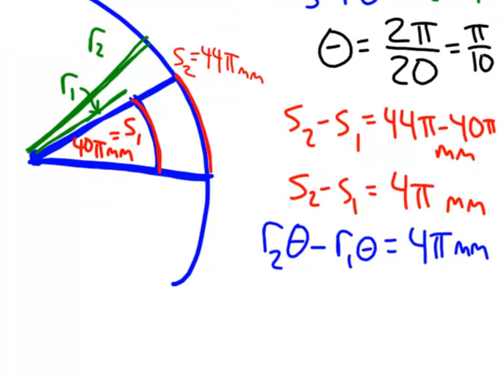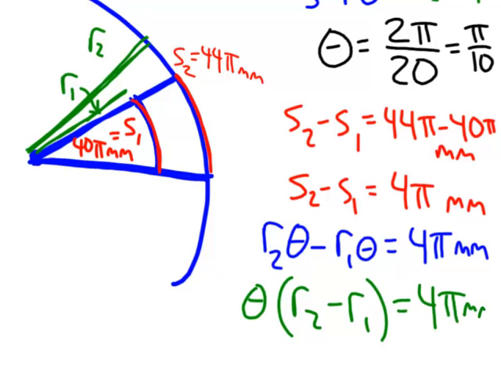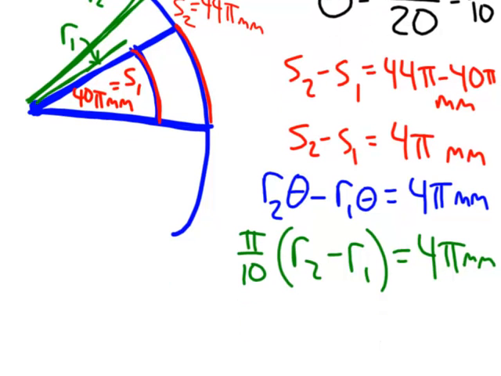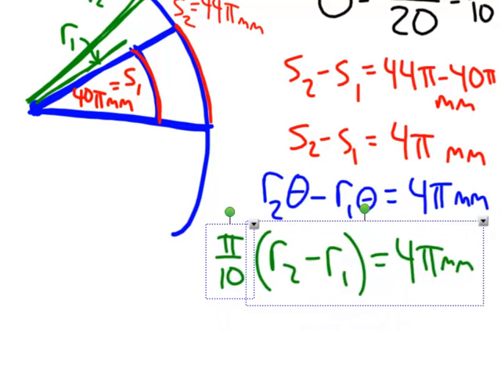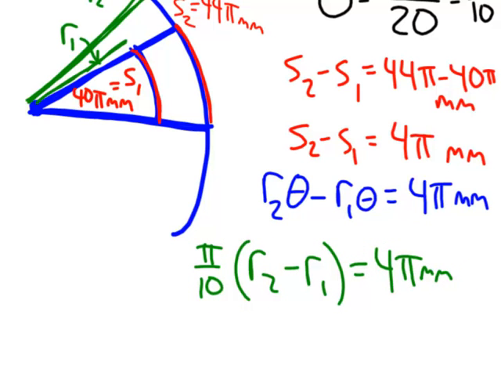I will factor out the theta, again, from previous activities in class. I hope this feels familiar. And let's go ahead and substitute in for theta. We said earlier that theta was pi over 10. We calculated that right up here, right? So let's go ahead and substitute that in. Just to save a little space, I'm going to erase my theta and put pi over 10. And since R2 minus R1 is what I wanted here, that's what I was striving to get, let me multiply both sides by 10 over pi.